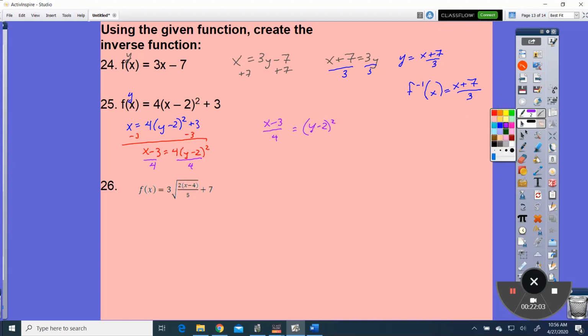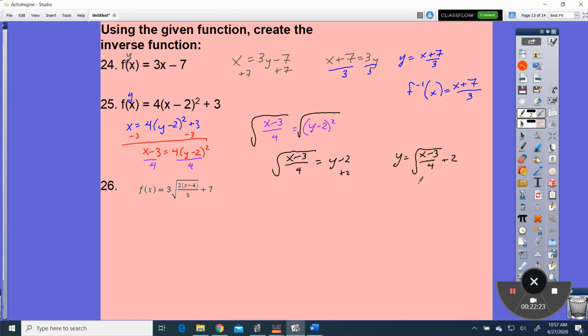So we need to get rid of that squared, so I square root everything. So the square root of x minus 3 over 4 equals y minus 2. So now I'm going to add the 2 over here. So y equals the square root of x minus 3 over 4, plus 2. That's under the square root. And that's my inverse. Okay. Because I didn't really specify whether I'm using only half of this, we should probably put plus and minus on here.